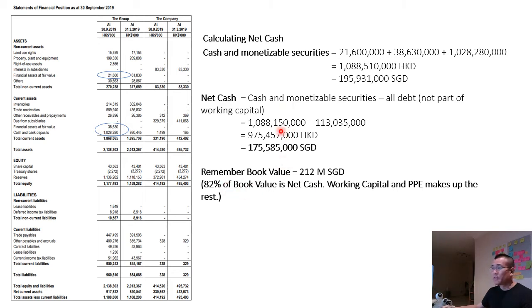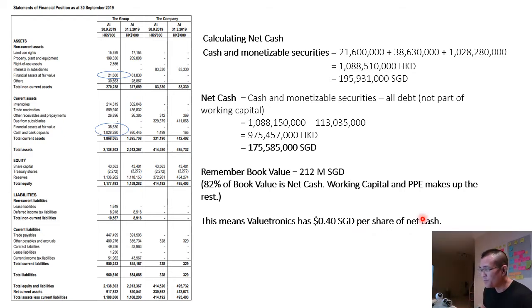So here you have net cash, 175 million SGD, and that makes up a big part of the entire book value. Look at the entire book value. It is 212 million. Almost all of the book value is actually net cash. So this means that Valuetronics actually has 40 cents per share of net cash.